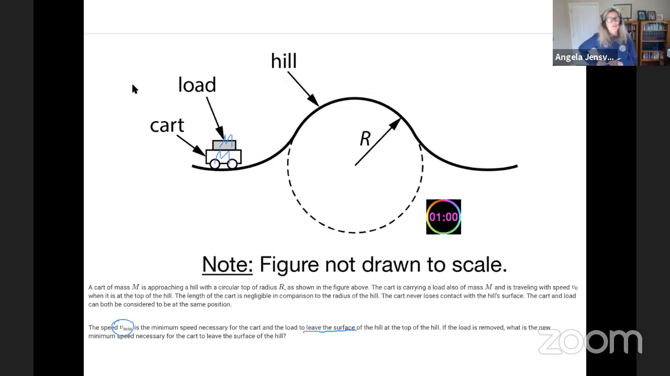Okay, I hope you guys started with a force diagram. Let's draw the thing at the top. Okay, so what are the forces acting? There's the force of the earth on the cart, and then you have the normal force of the ground on the cart. Is there another force here?